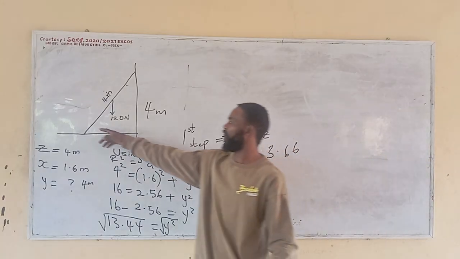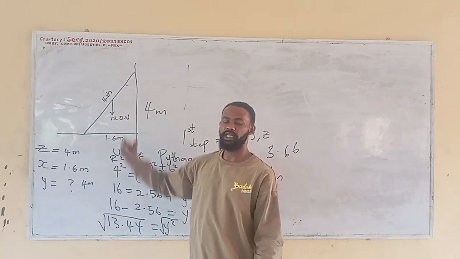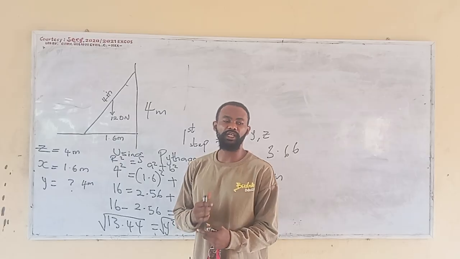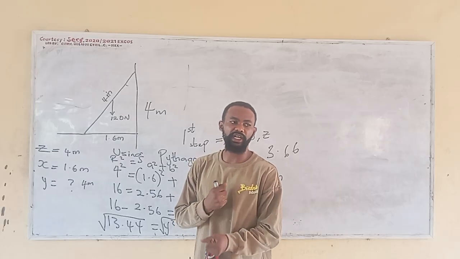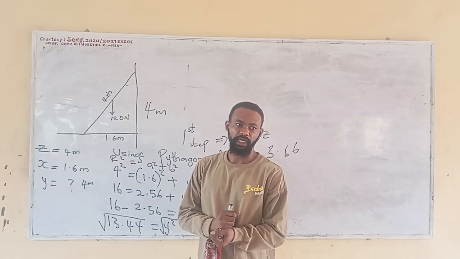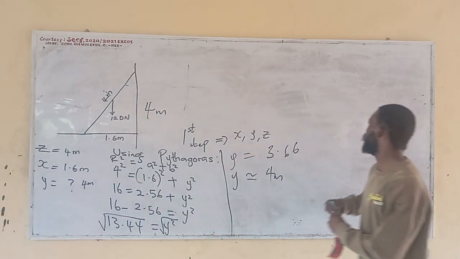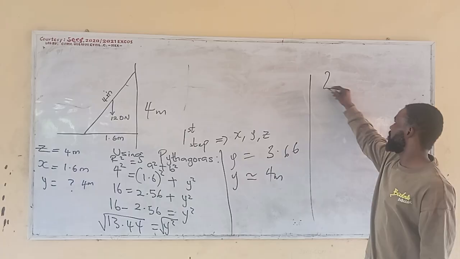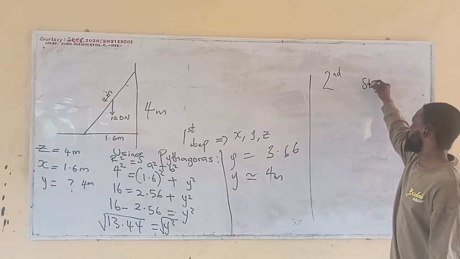Notice that they did not give me angle. Yeah, they did not give me angle. And anytime they did not give me angle, once I know the 3 sides, I can easily use the tan rule. Are you seeing it? So my second step, I can easily use the tan rule.